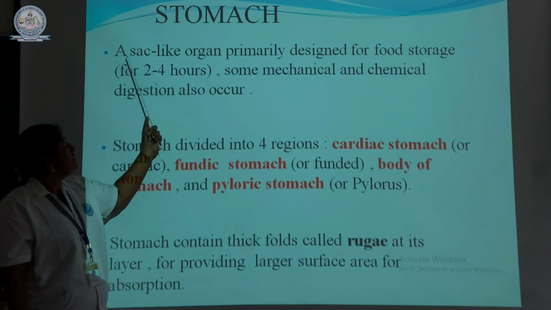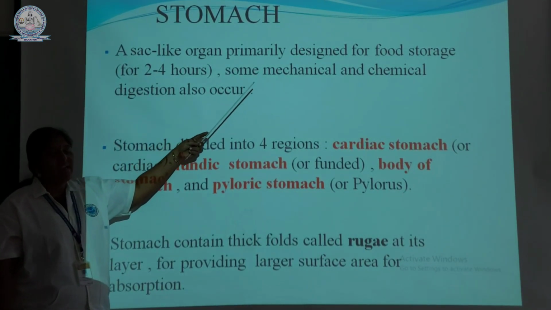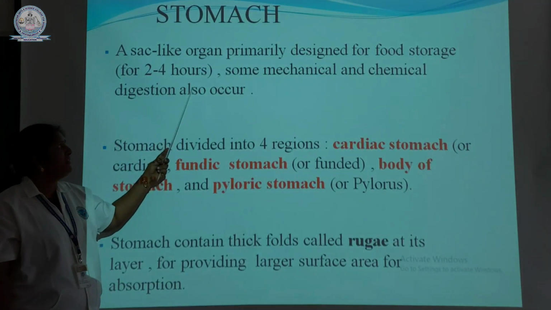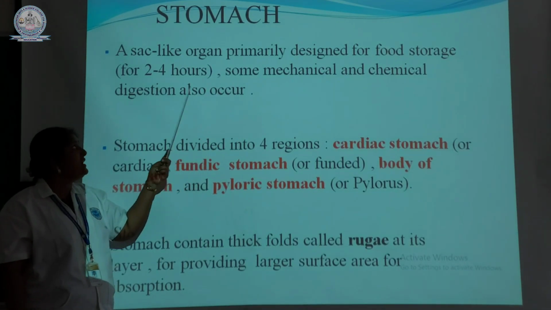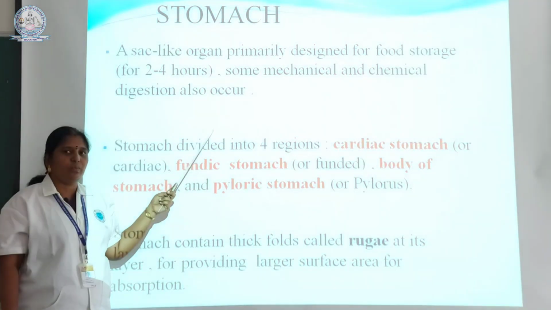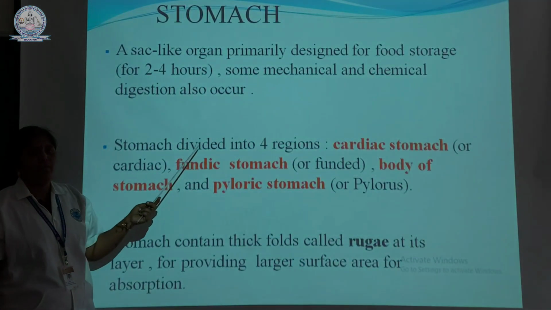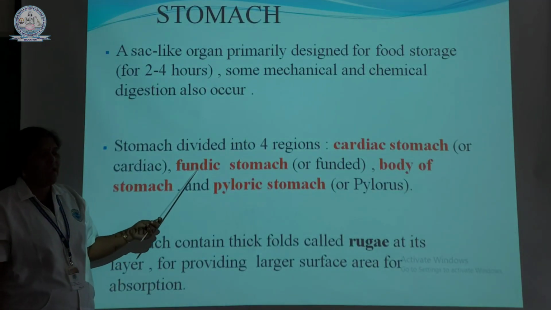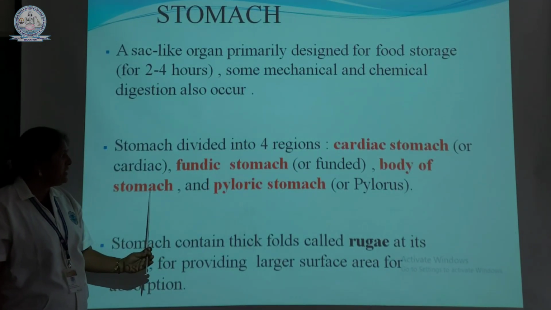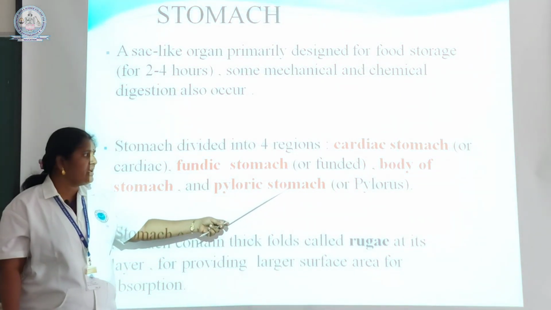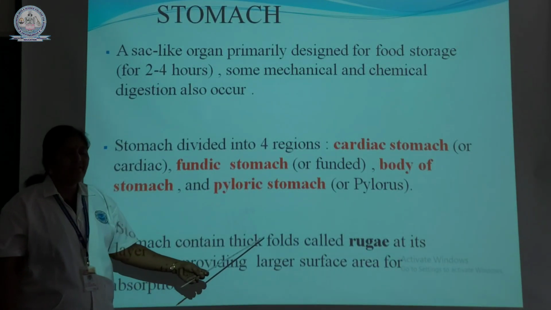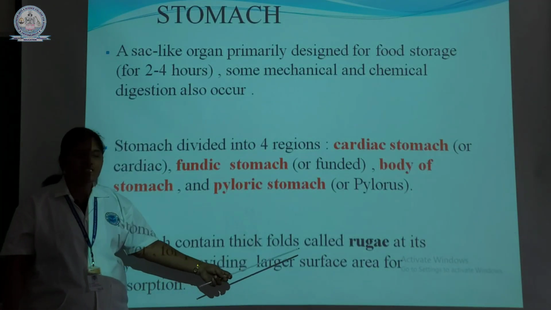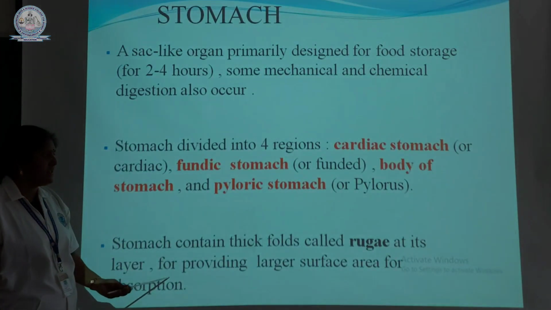Next, stomach. A sac-like organ primarily designed for food storage for approximately 2 to 4 hours. Some mechanical and chemical digestion also occur in the stomach. The stomach is divided into 4 regions: the cardiac stomach, followed by the fundic stomach, followed by the body of the stomach, and followed by the pyloric stomach. The stomach contains thick folds called rugae in its layer, providing a larger surface area for absorption.